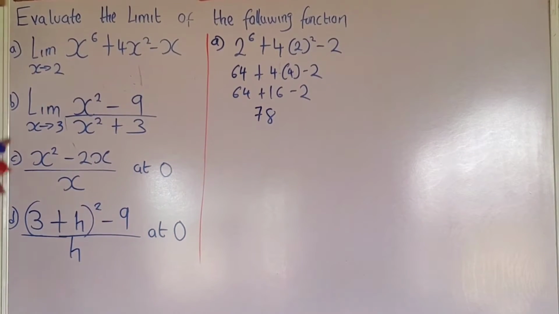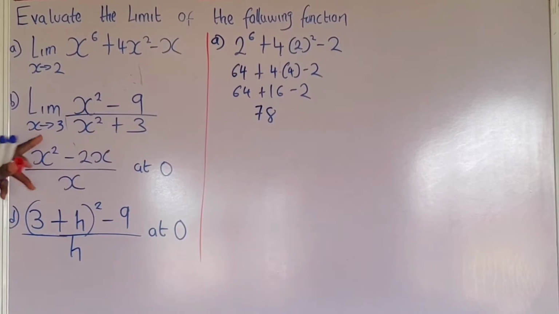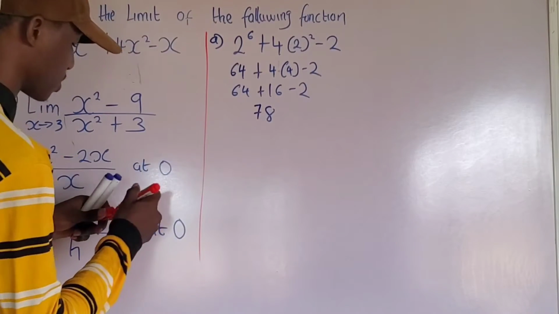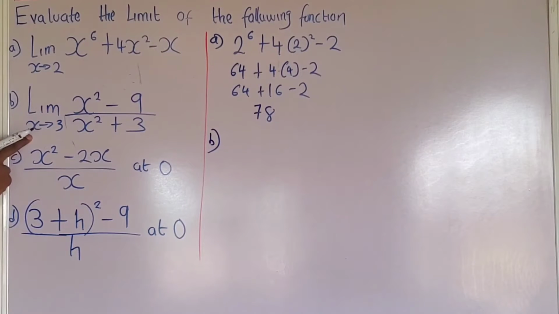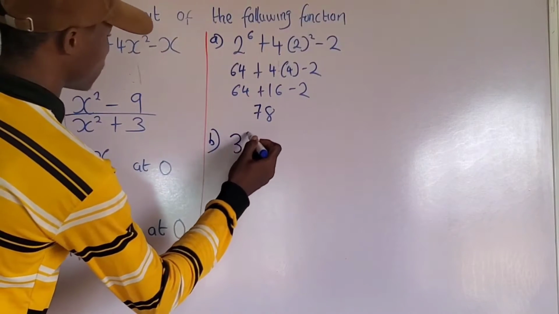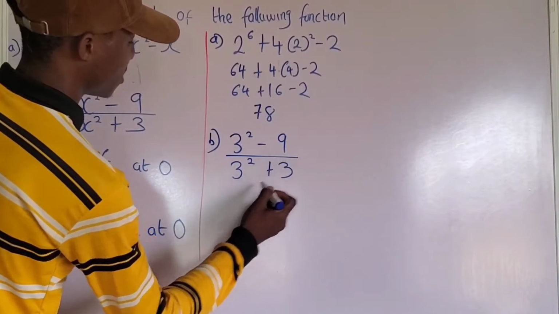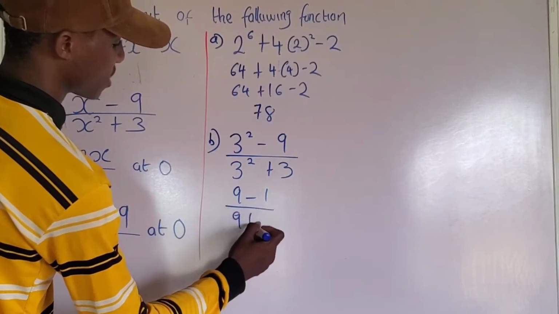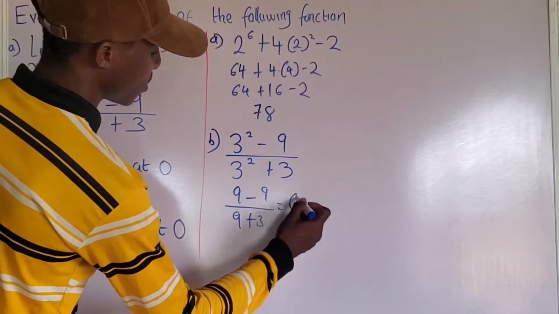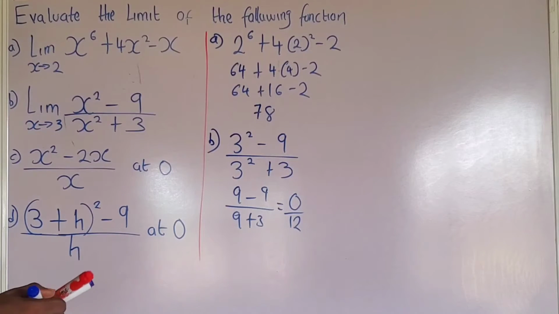Now, for the second question, we have the limit of x to the power of 2 minus 9 all over x squared plus 3 as x tends to 3. That is question 2. Now, if you use the direct substitution method, you're going to have 3 raised to the power of 2 minus 9 all over 3 raised to the power of 2 plus 3. For this I'm going to have 9 minus 9 all over 9 plus 3, which is what? 0 all over 12. Okay, you can see that the direct substitution method doesn't work.